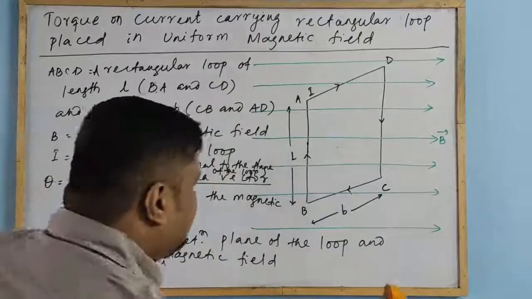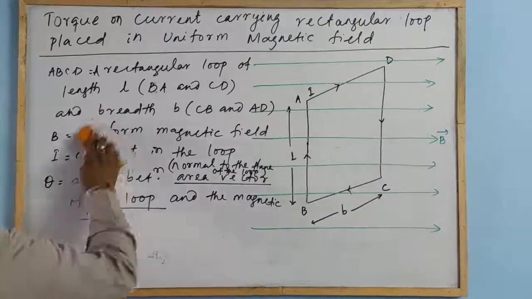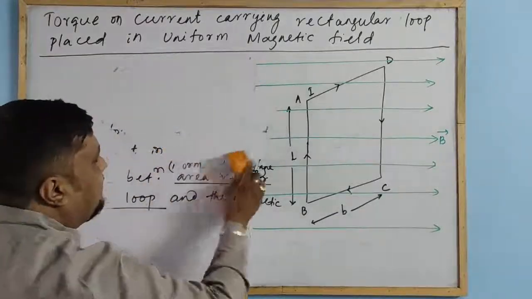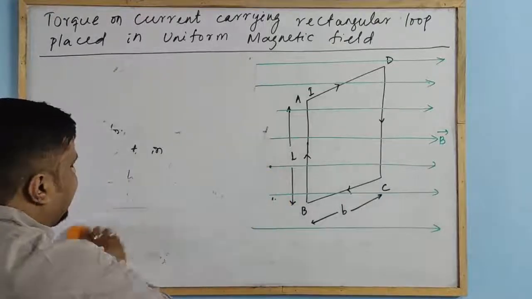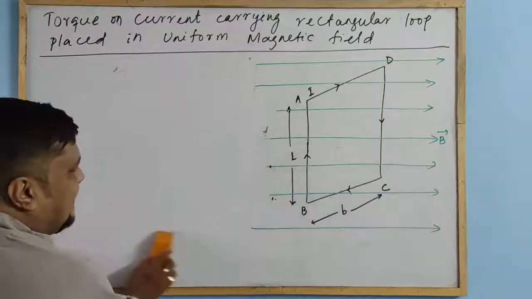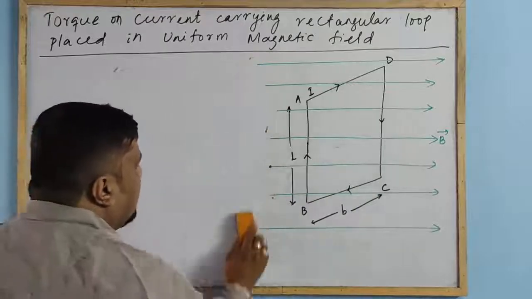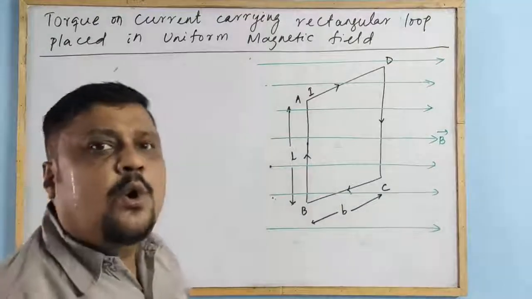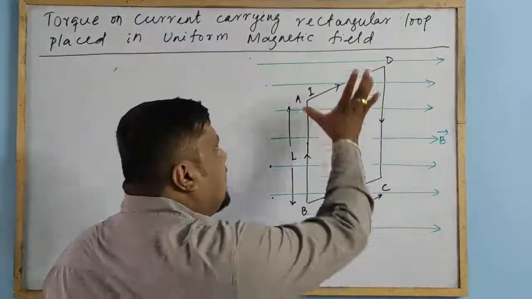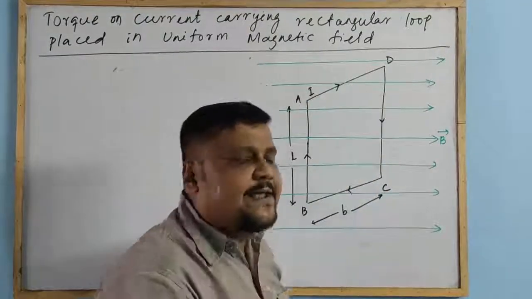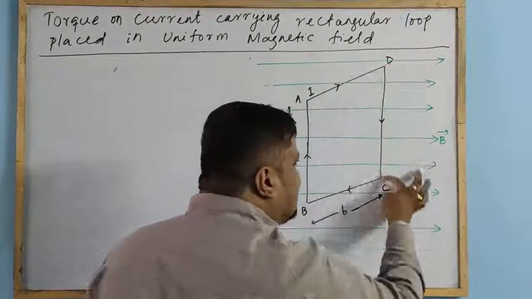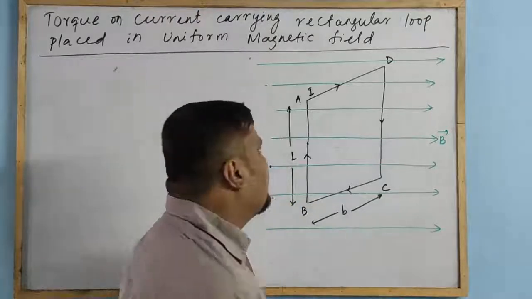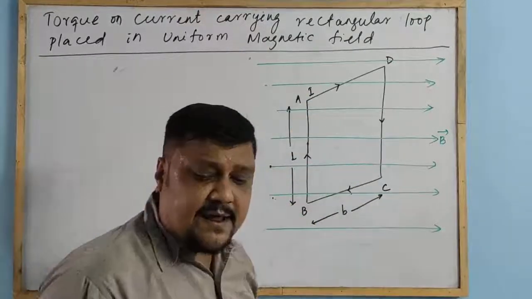Now I will think that this rectangular loop consists of 4 current carrying conductors. One is AD, it is a current carrying conductor. Another one is DC, another one is CB, and BA is also a current carrying conductor.